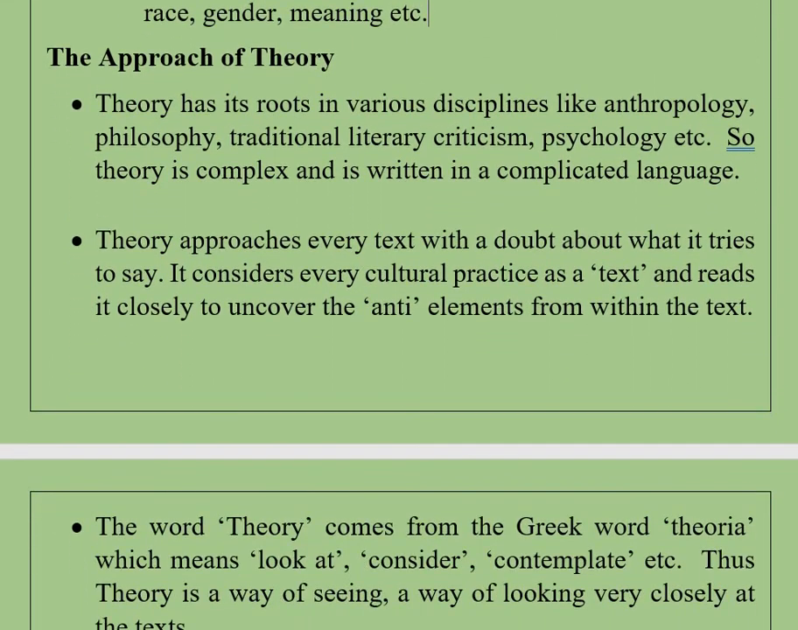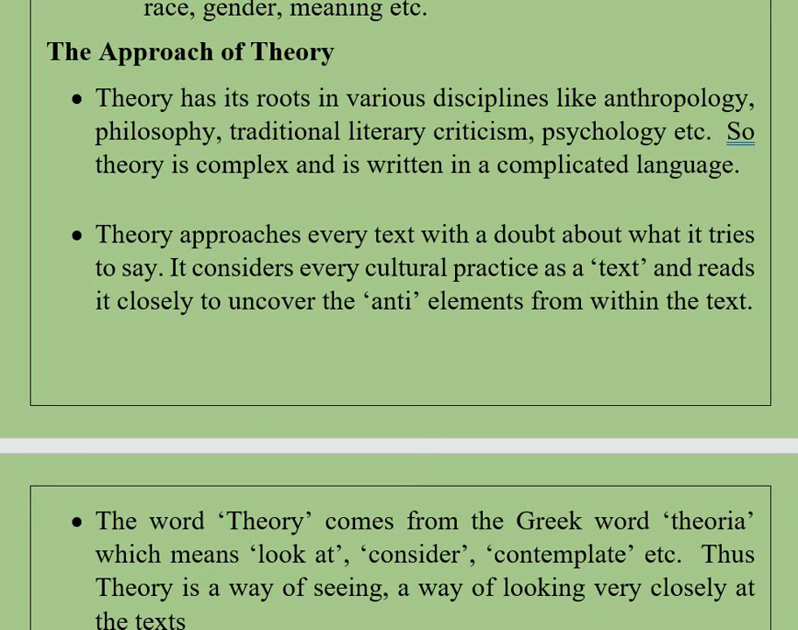Some additional information: the approach of theory, how theory approaches various topics. Theory has its roots in various disciplines, like anthropology, the study of the human race, philosophy, traditional literary criticism, psychology, etc. So theory originated from all these. So theory is complex and is written in a complicated language. Theory is often regarded as a very difficult subject by people.